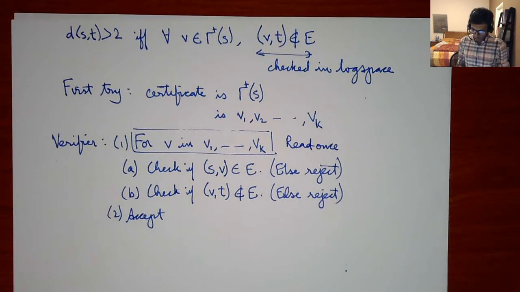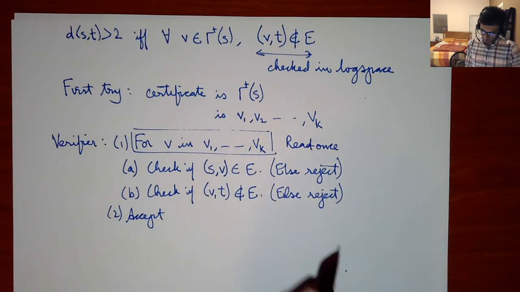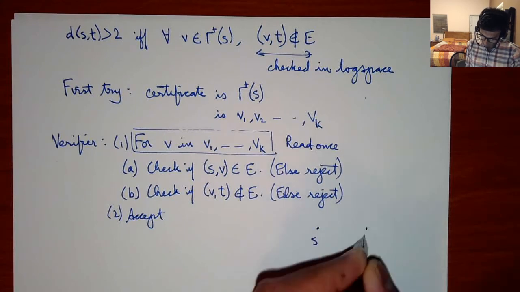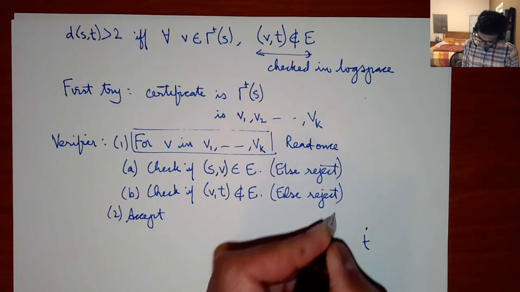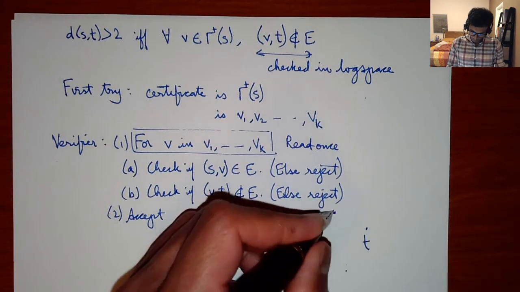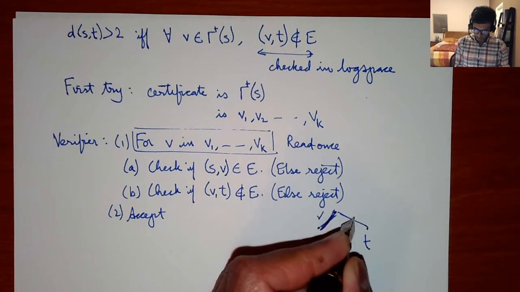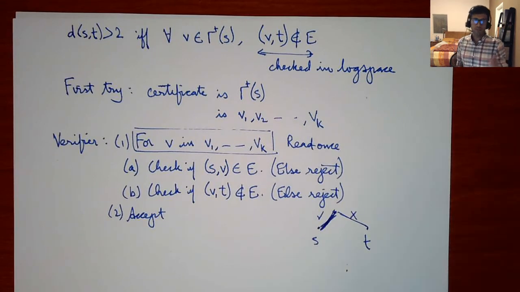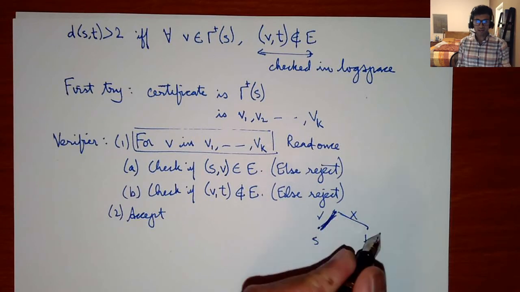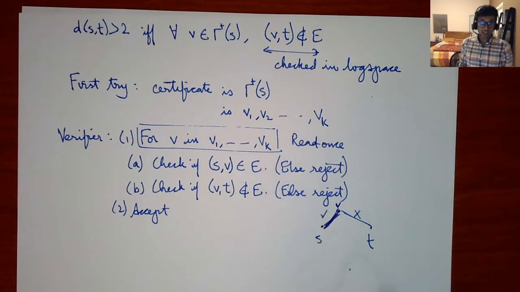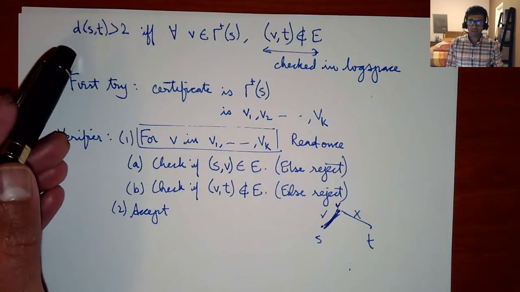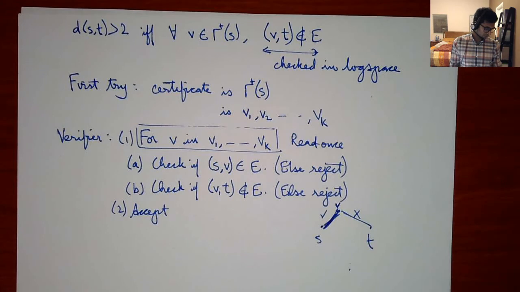So here's S and here's T. You're given some vertex V, you check that this edge is present, and you check that this edge is not present, and then you say okay. Because if this edge is present and the VT edge is present, then there is a path of length 2, so it can reject. It is trying to accept ST at distance at least 2.